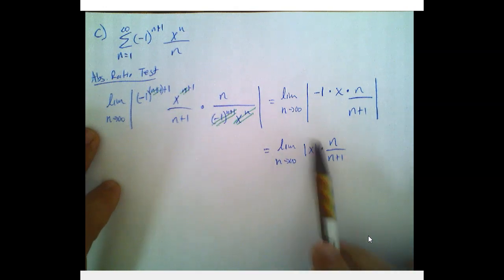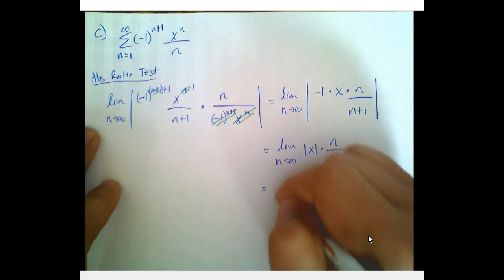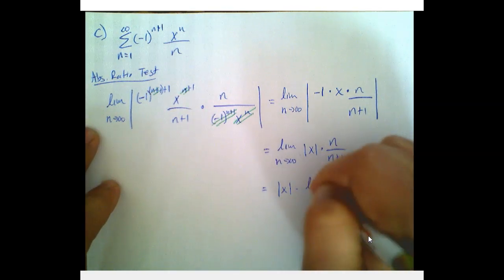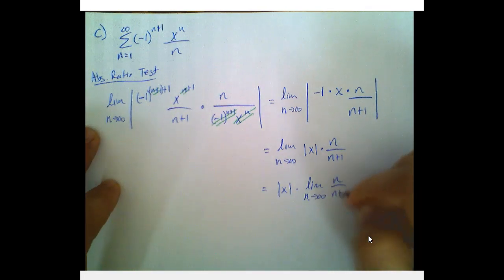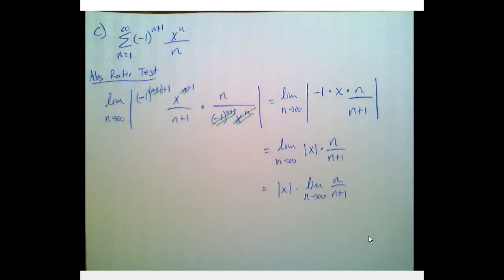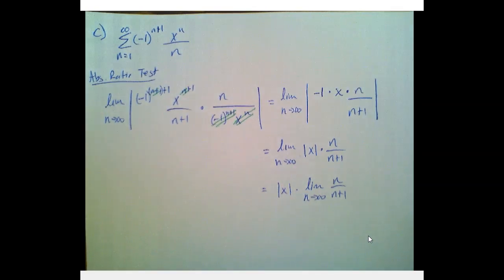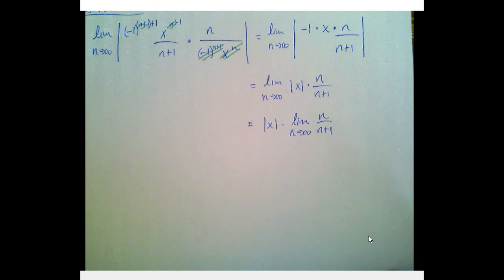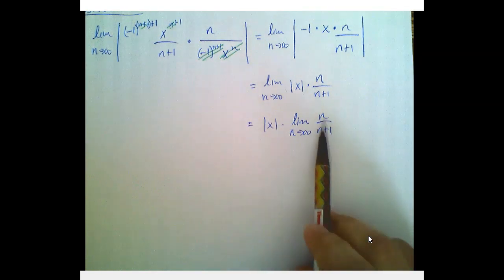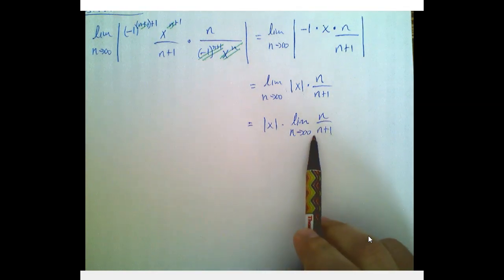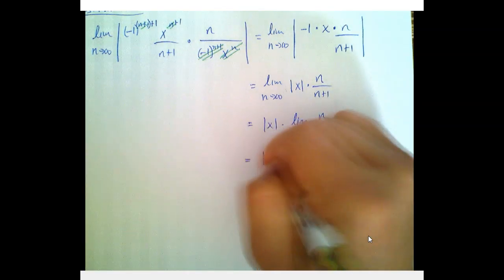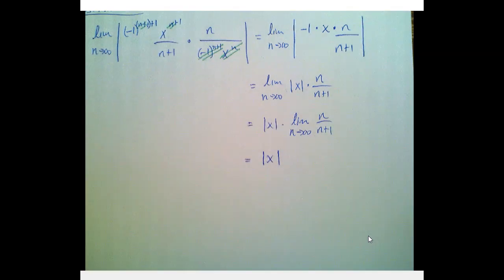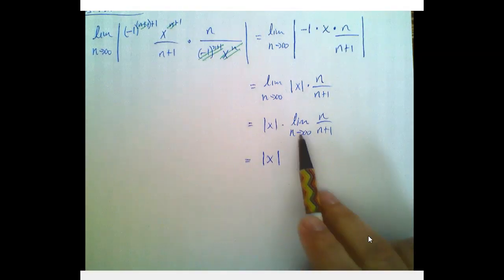Now, rewriting this, because this guy is not dependent upon n, let's pull it out. So the absolute value of x times that limit. And what is that limit worth? Well, the powers are the same, so it's just the ratio of the lead coefficients, so this is just 1. So that is the absolute value of x. Again, this is 1.